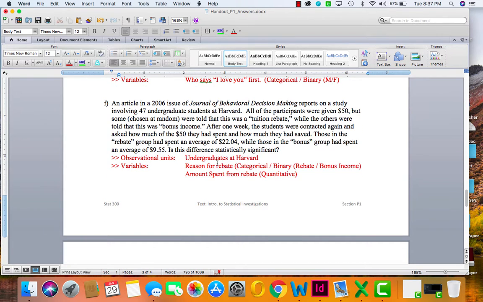And part F, this one has a lot going on, so it gets a little bit more involved. But you can read it and notice that the observational units again are the who or the what that is providing us information. Who or what are we gathering data from? In this case, it's undergraduates at Harvard University. Those are observational units, and the variables are the reason for the rebate, which is categorical and binary, and the amount spent from the rebate, which is quantitative because it is a measurable amount.